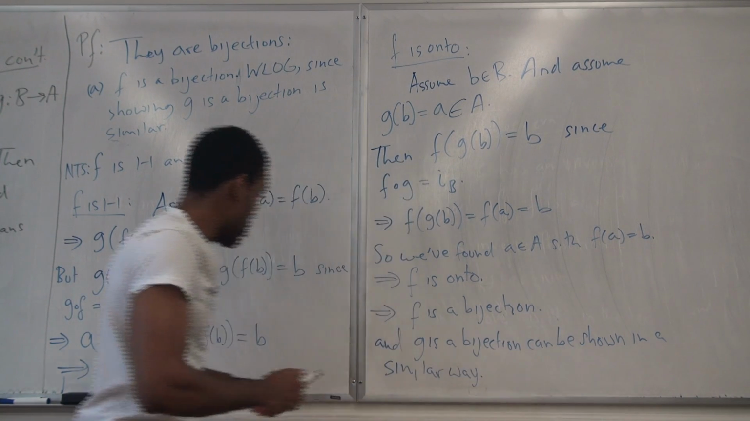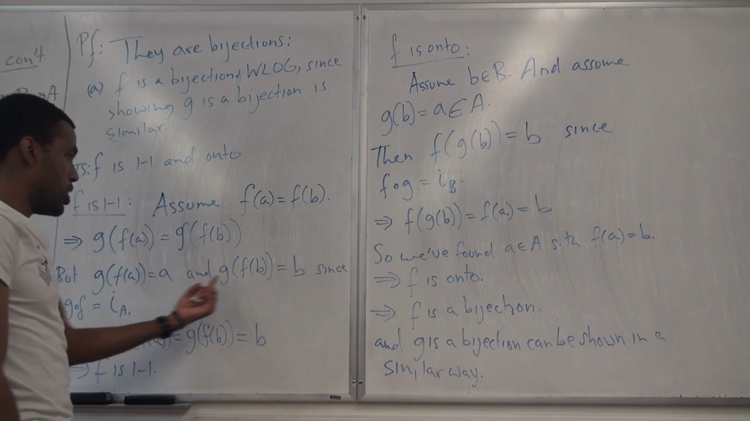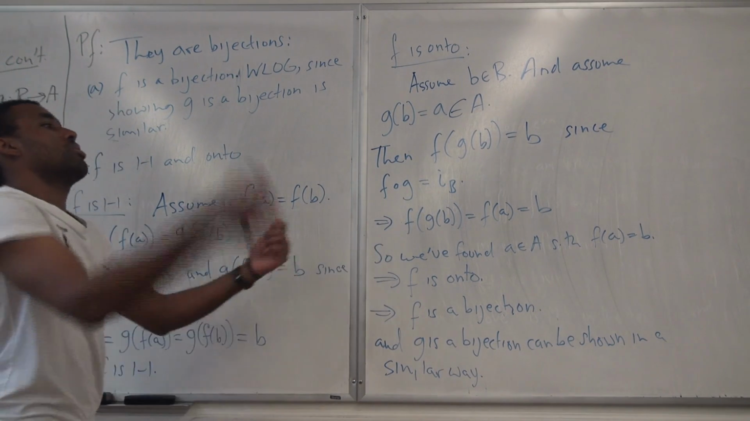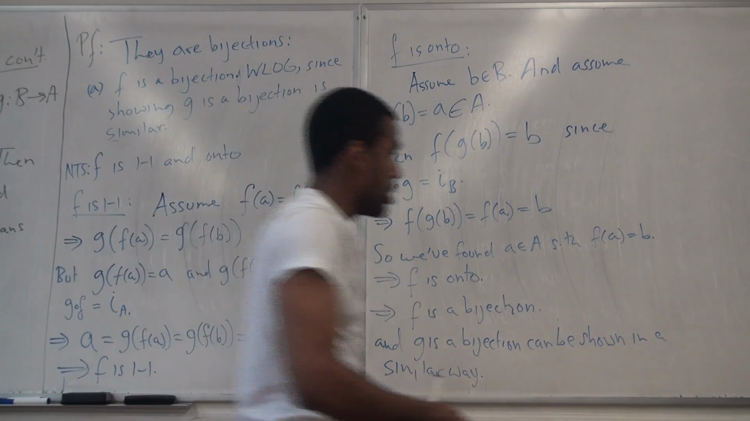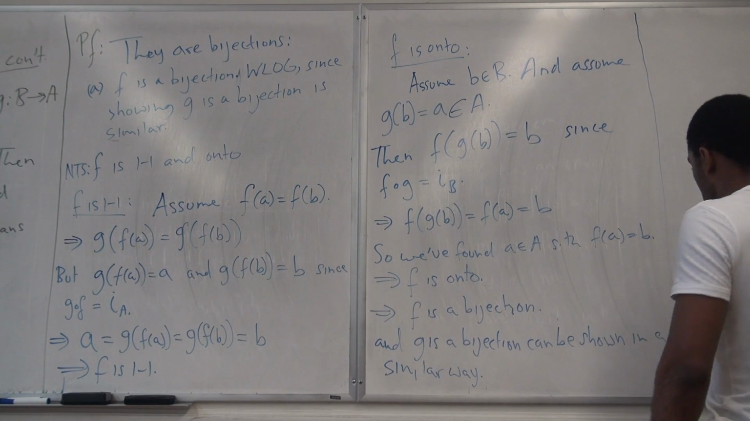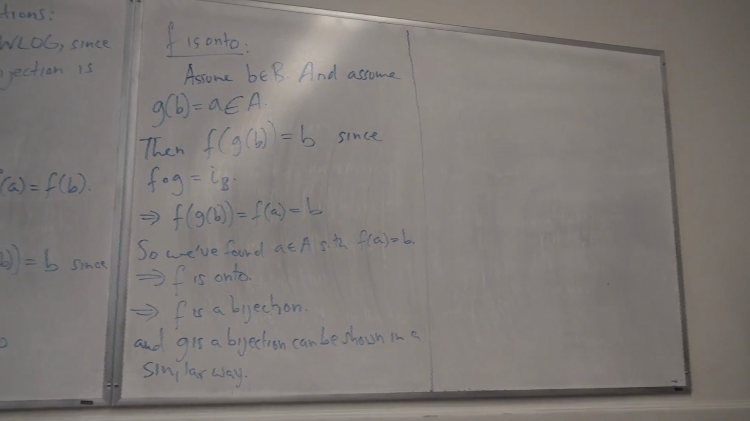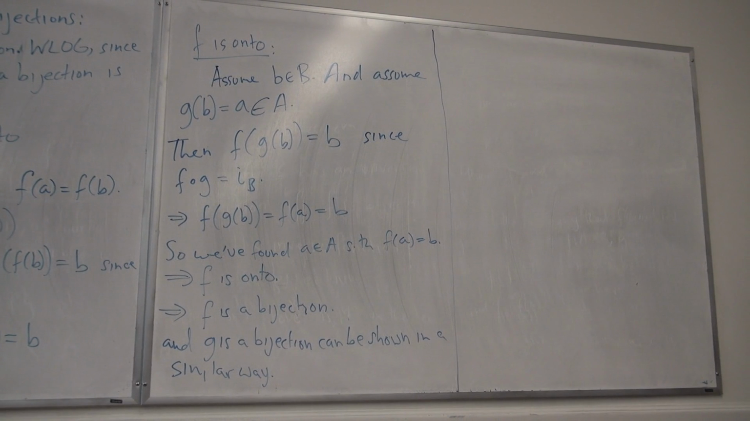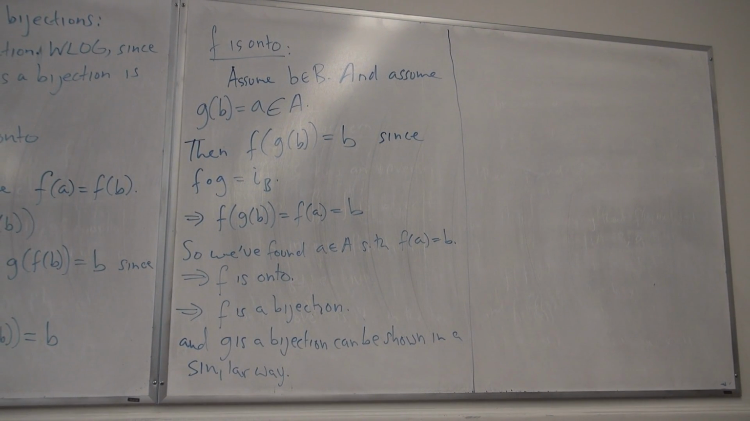Right, so a very similar argument, except here we used G of F first, then F of G. If you flip it around, you're going to use F of G first, then G of F. It's pretty much the same argument, so I can do it without loss of generality. So I know F is a bijection, G is a bijection.